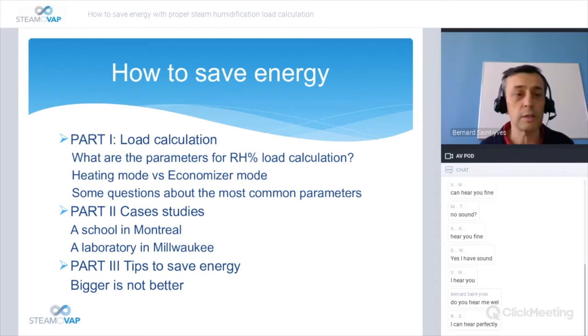How do we calculate this? Some of you have heard this many times, but it will be one more time, and for the others, it will be interesting to know what the different parameters are. Comparing heating mode and the economizer mode.